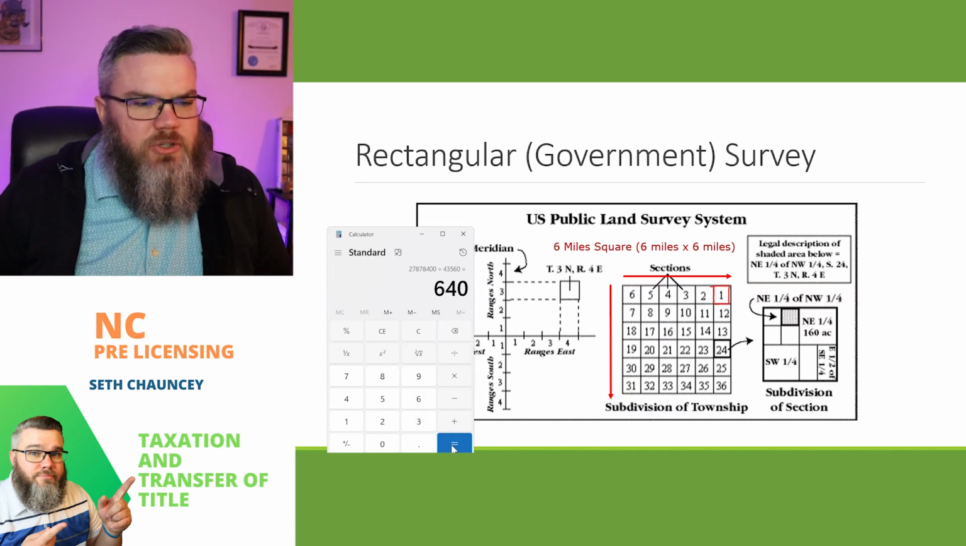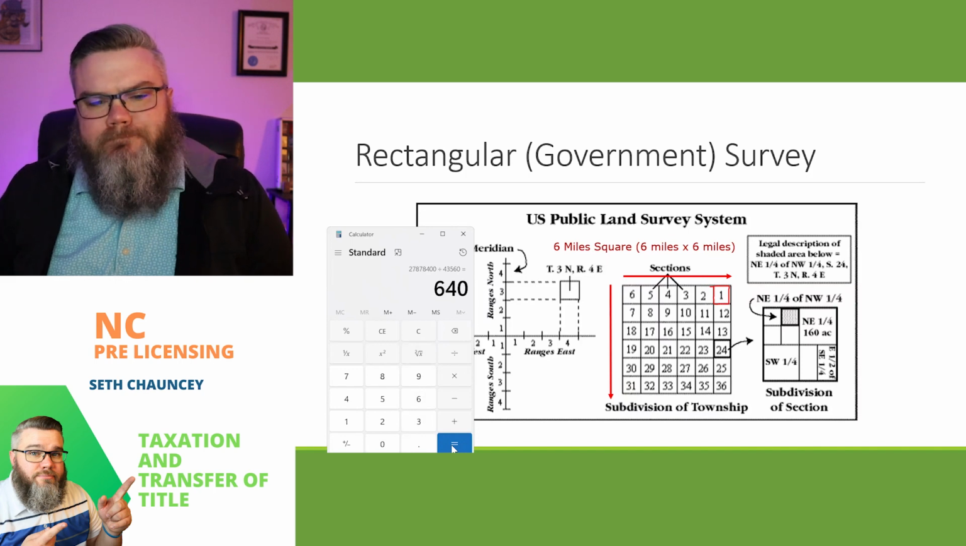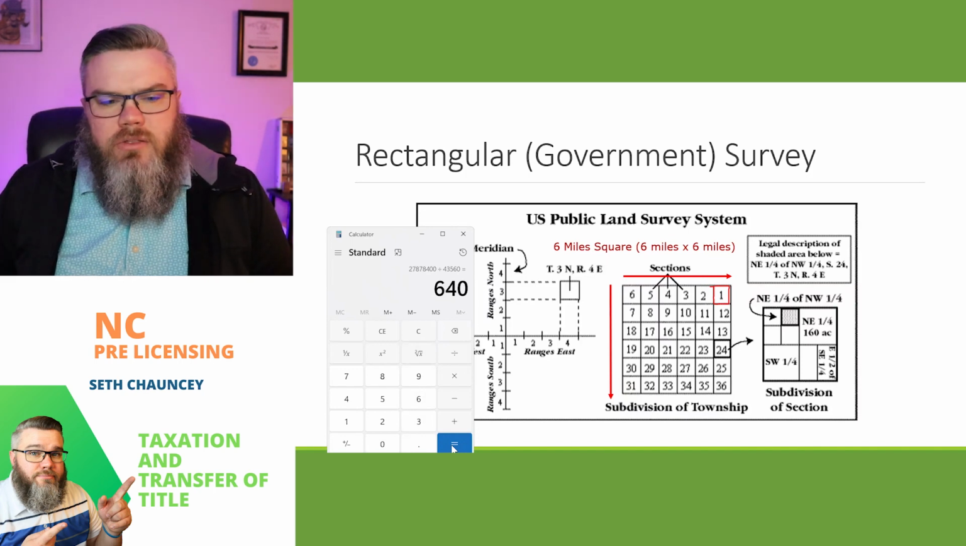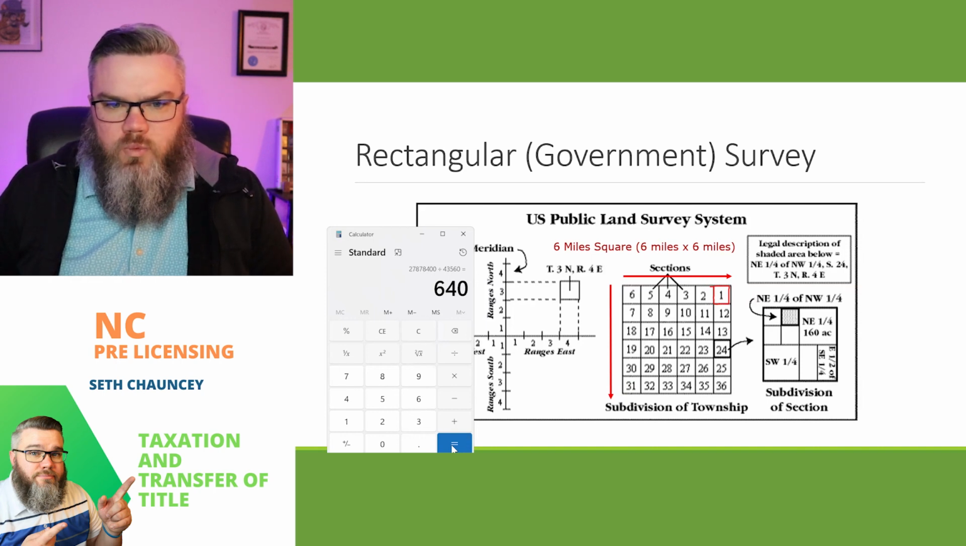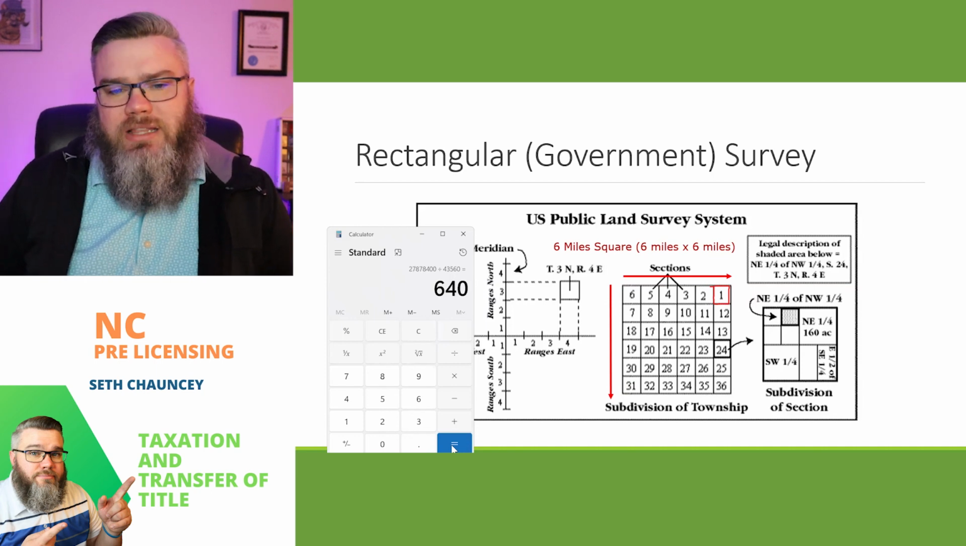Sam says, is there a special reason for it being 6 by 6? Seems easier to do 5 by 5. I don't have the answer to that. I think the generalization is that when they came up with this, they decided 6 miles by 6 miles would be a relatively reasonable size for a town, or a township, as they call them.